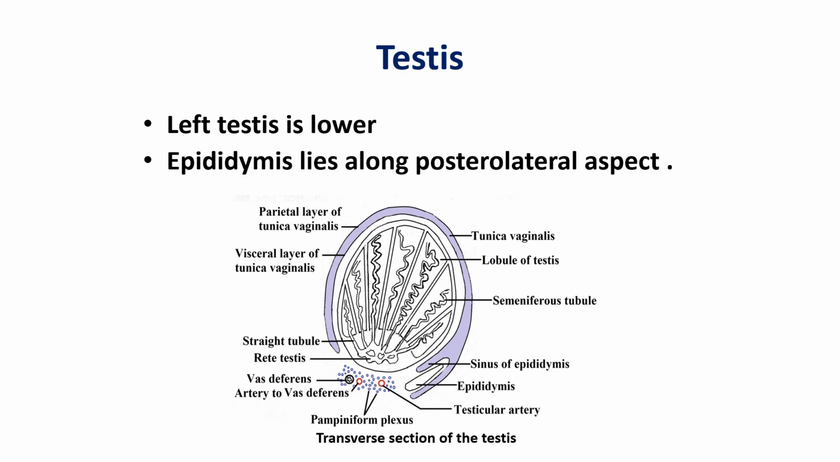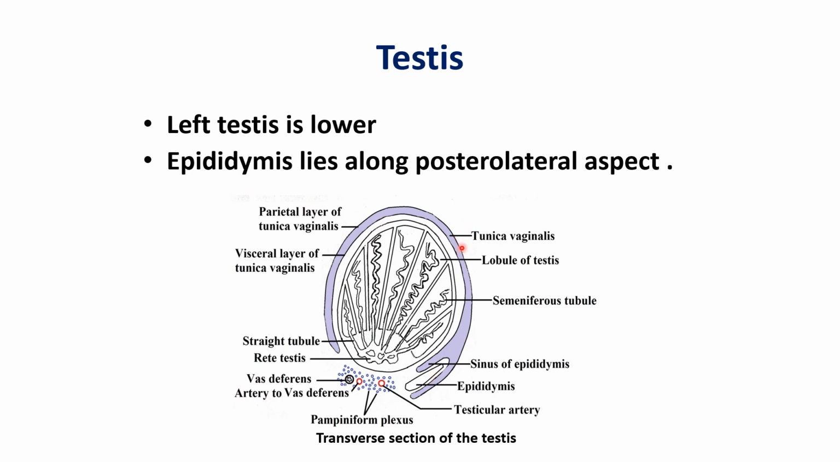Now the left testis is normally lower compared to the right testis because the left spermatic cord is longer than the right spermatic cord. The testis has an upper pole, lower pole, lateral surface, medial surface, anterior border and posterior border, and you should know that the epididymis lies along the posterolateral aspect of the testes. So this is the location of the epididymis.